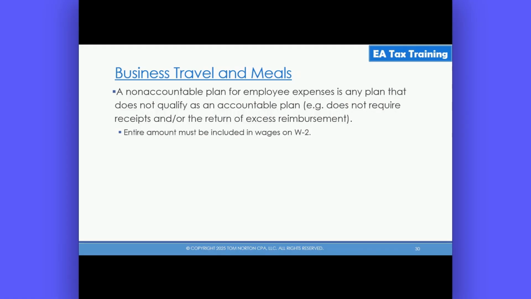Well, in that case, the company can still deduct those amounts. However, the employee has to include it in their income. So the employer will put those amounts into wages for the employee.